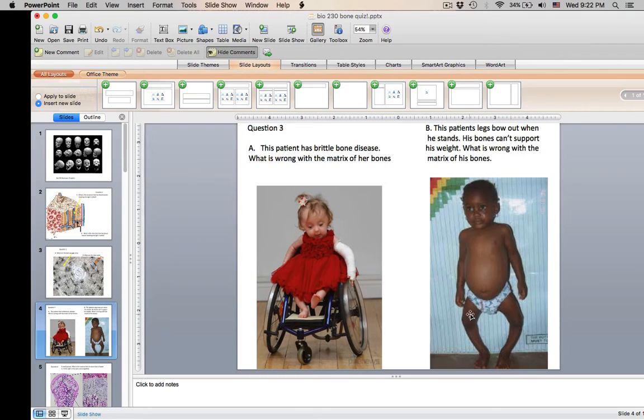Now this little guy, he stands up and his bones bow out. What's wrong with his matrix? The bones aren't strong. They can't support his weight. So he lacks calcium. There's a lack of mineralization in his matrix. So soft bones.